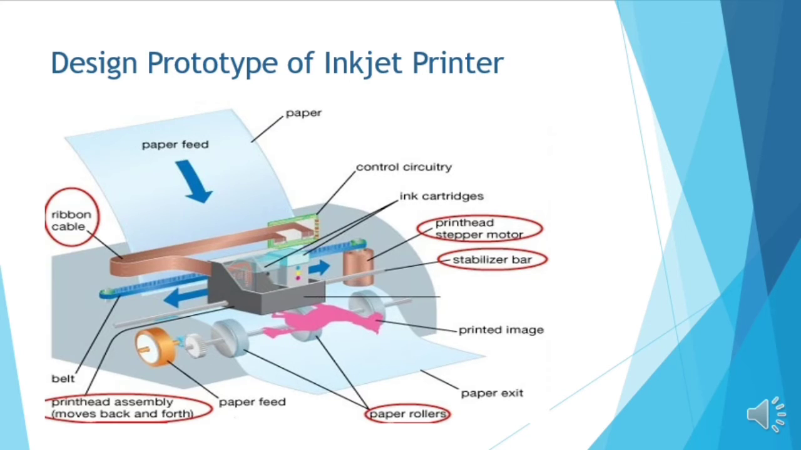Control circuitry: a small but sophisticated amount of circuitry is built into the printer to control all of the mechanical aspects of operation, as well as decode the information sent to the printer from the computer. And that is for the design prototype of the inkjet printer. I think that's all from me. Thank you.